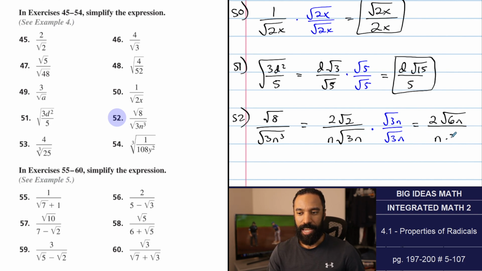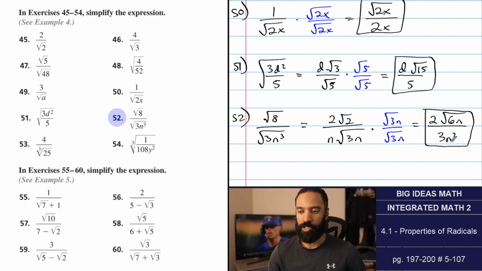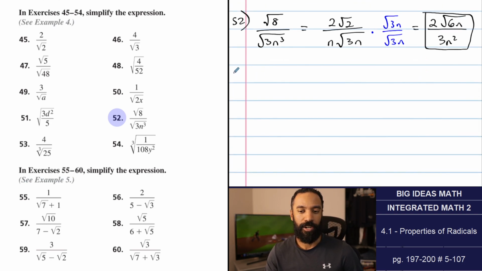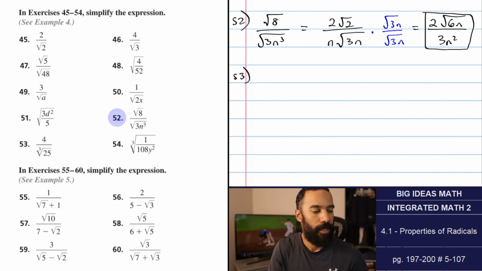So now I have n times 3n, or 3n squared. Let's just write that now. 3n squared. It doesn't look like I can reduce anything else either. 2/3 is good. No other n's outside of there. That's going to be it. And 6n, by the way, cannot simplify more inside the radical.